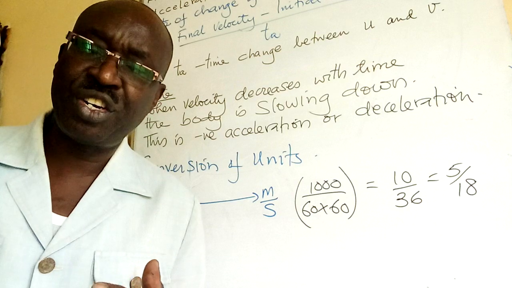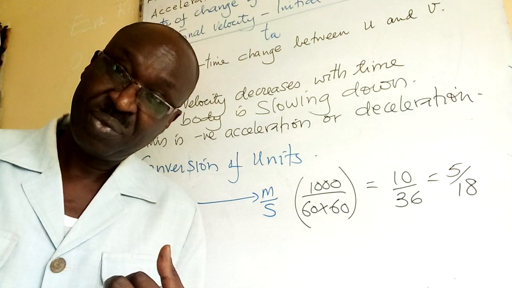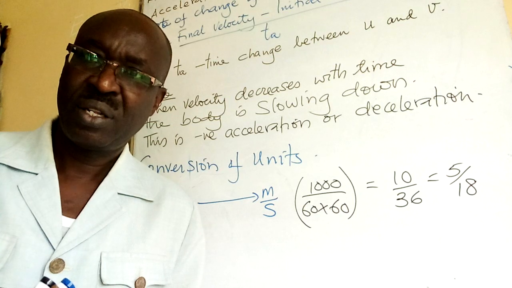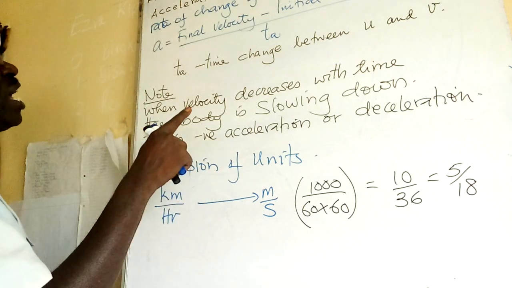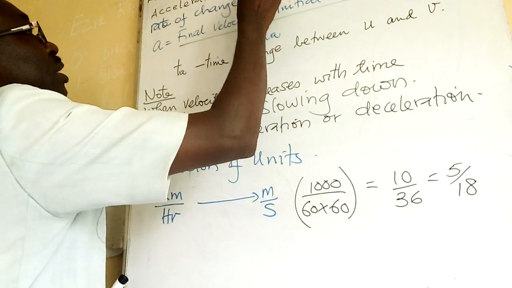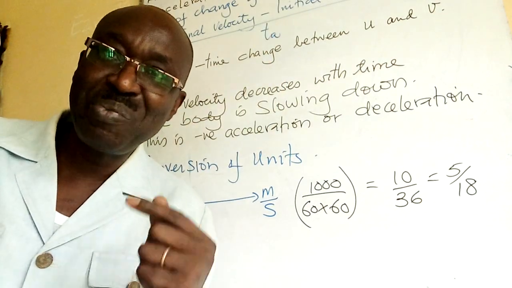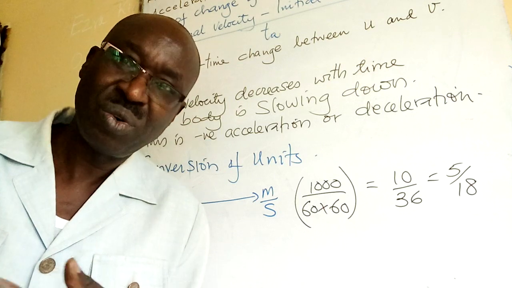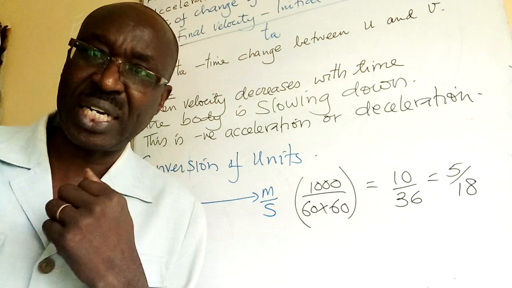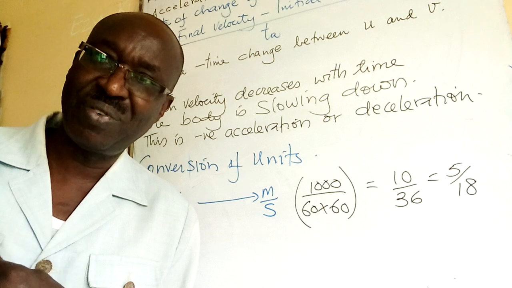The SI unit of velocity, speed, is meters per second. Okay? So the SI unit of acceleration will be meters per second per square second. Again, we don't say meters per second squared. No, that's not physics. The physics is meters per square second. Okay? There is a difference.